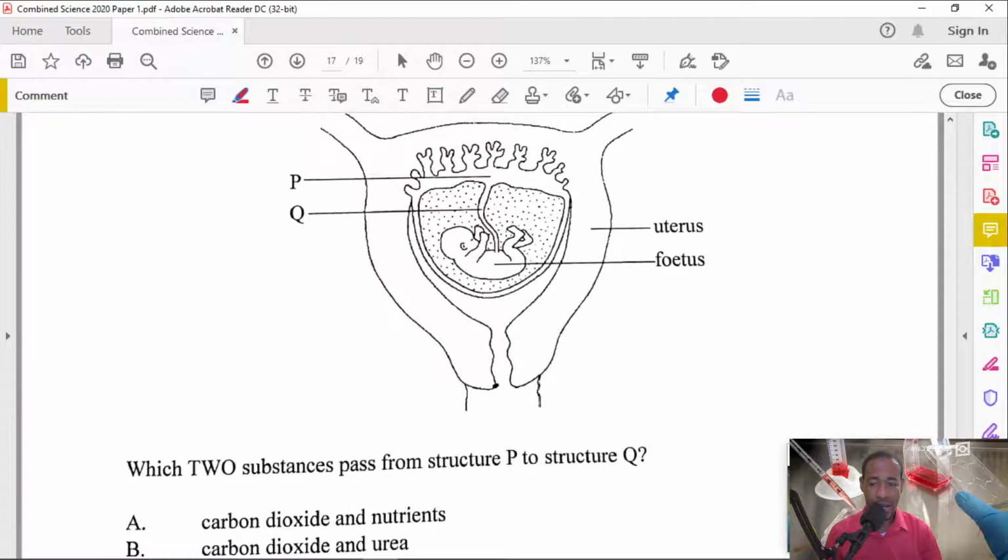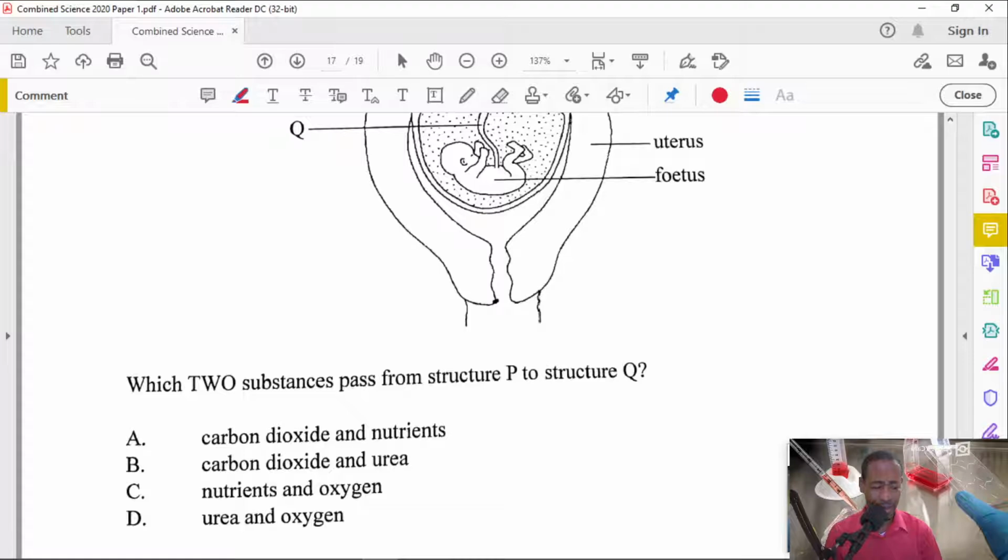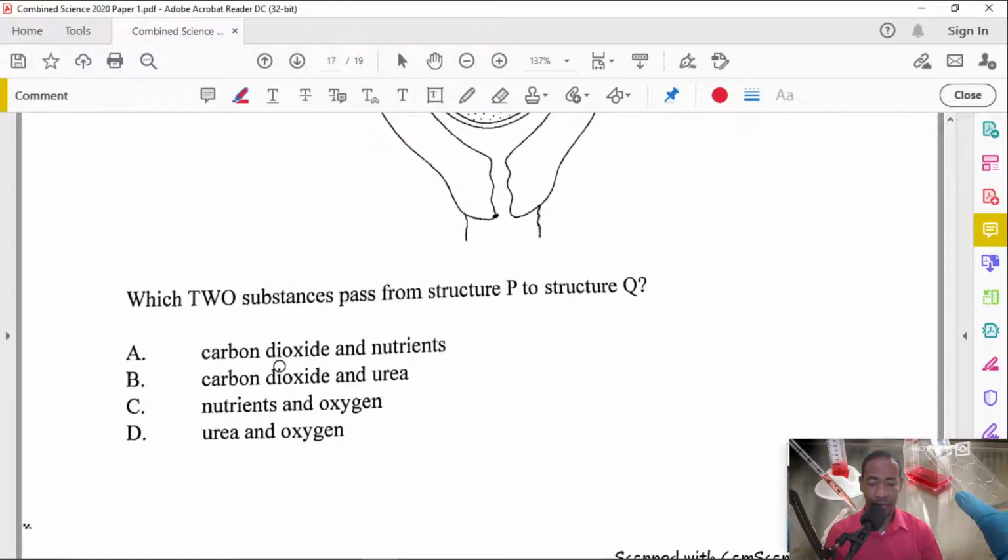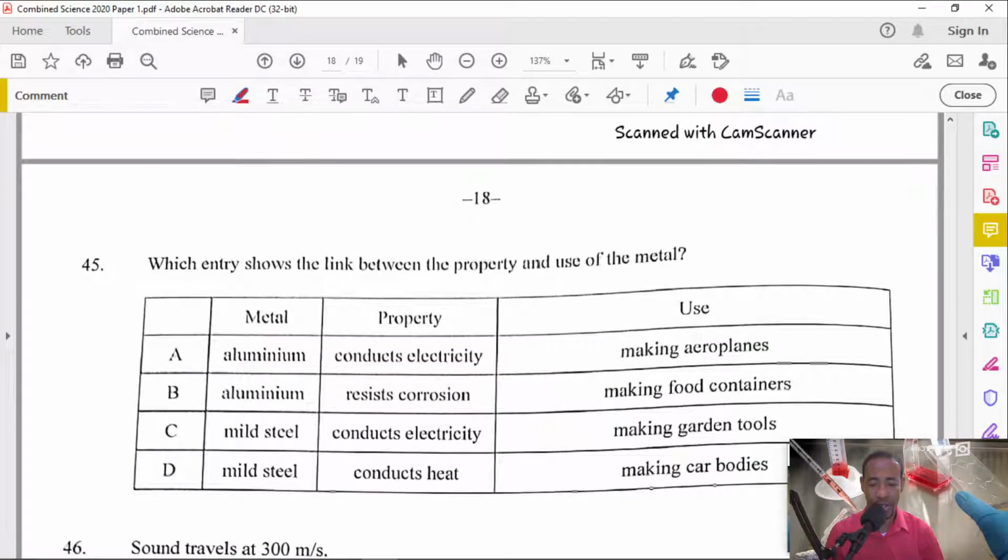All right, so now let's think about it. Carbon dioxide cannot be correct because it's going out, yes? So A and B automatically are out. Urea is going out as well. So C looks really good, because nutrients and oxygen, the fetus definitely needs nutrients and oxygen. Urea is a waste product that should be going out. So yeah, we're going to stick with C. Nutrients and oxygen going into the fetus.